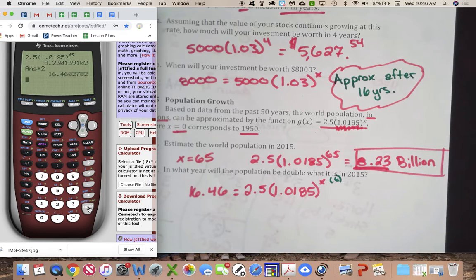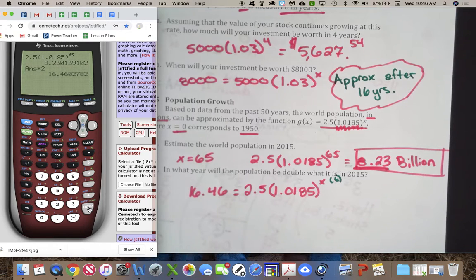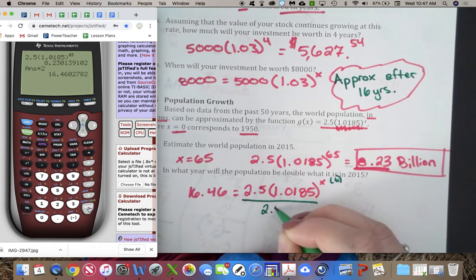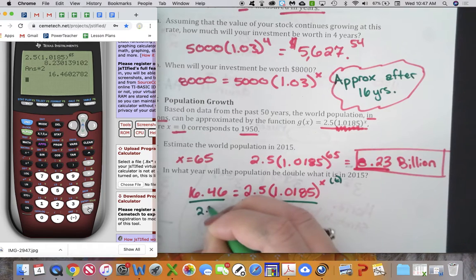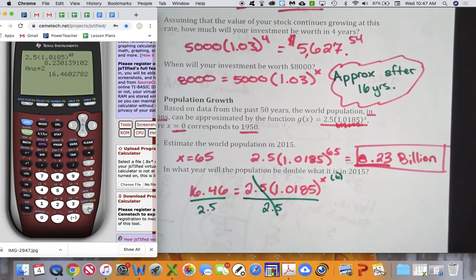All right. So I want to simplify this as much as possible and isolate the x. So what can I move to the other side? How can you move 2.5 to the other side? Divide by 2.5. Okay? All right. 16.46 divided by 2.5. What is it? 6.584.